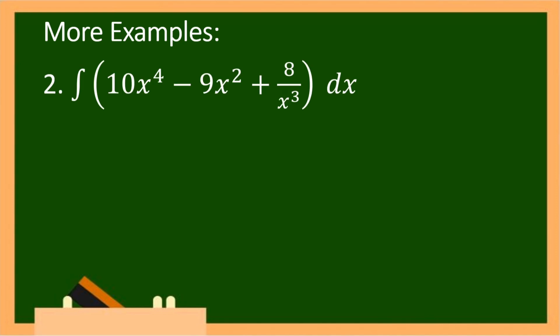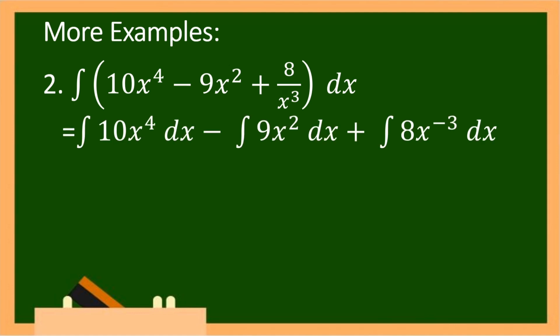Another example, the integral of the quantity 10x raised to 4 minus 9x squared plus 8 over x cubed dx equals the integral of 10x raised to 4 dx minus the integral of 9x squared dx plus the integral of 8x raised to -3 dx. So we may express 8 over x cubed as 8x raised to -3 so that we can apply the power rule.